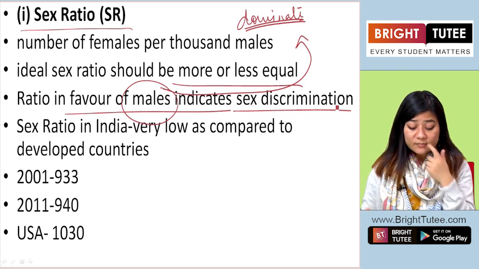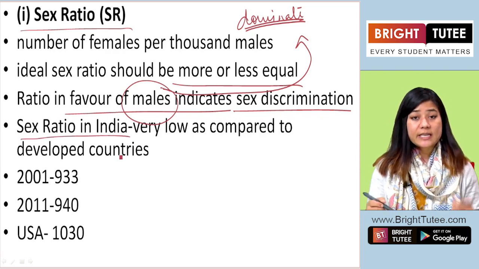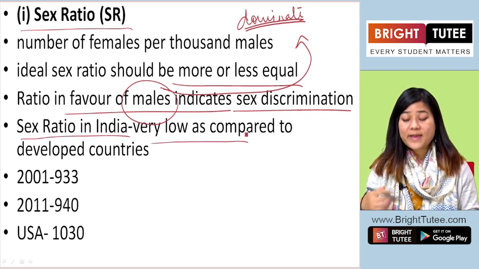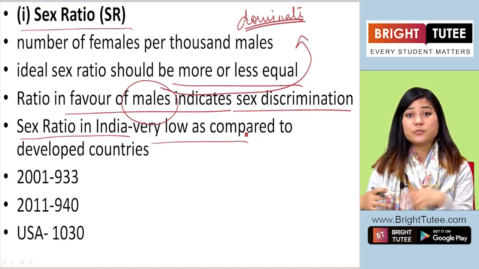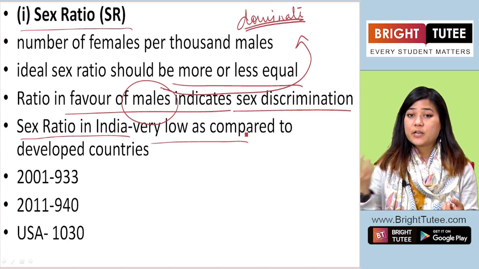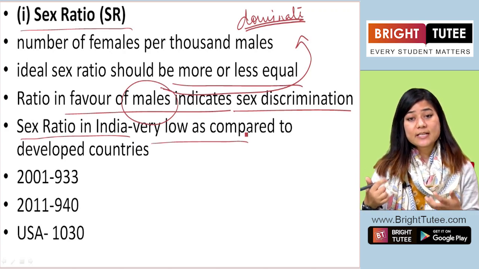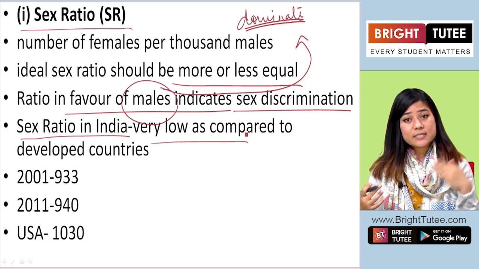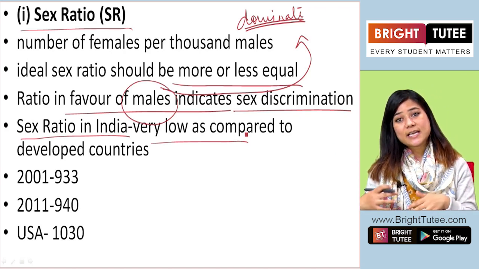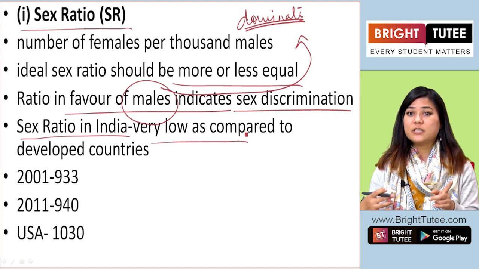Now, the sex ratio in India is very low compared to the other developed countries. In developed countries, the sex ratio, which is an indicator of their development, is high. But in India, it is low. So that itself indicates that India is not developed.